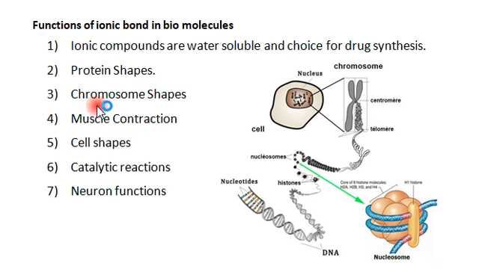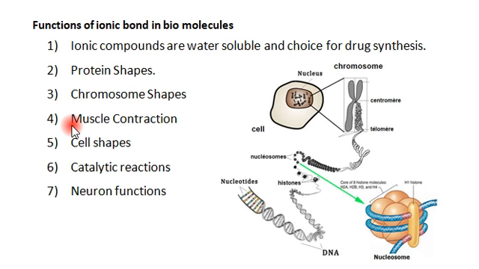The third function of ionic bond is that it provides shape to the chromosome. The force of attraction between two nucleosomes is an ionic bond, and each nucleosome is made up of 8 histone molecules. These histone molecules are attached to each other by ionic bonds.